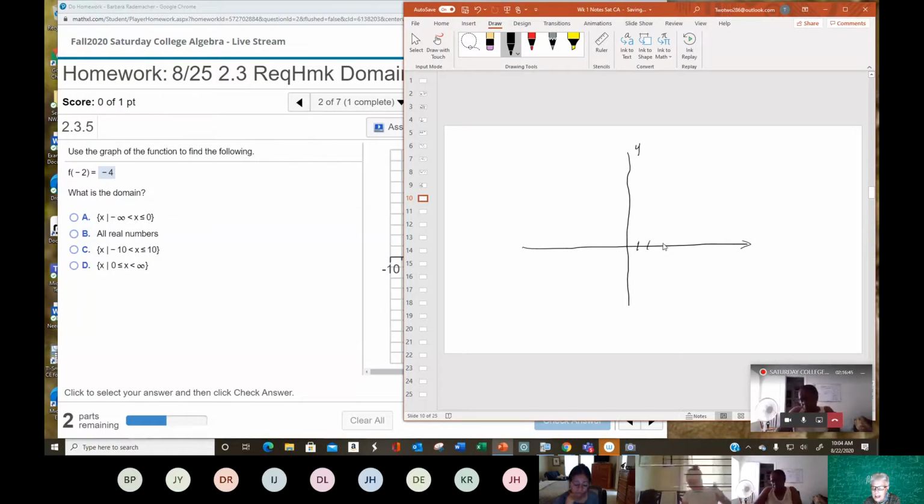And you've got all your positive x's here. You've got your negative x's here. You've got your positive y's here. You've got your negative y's here. You've got 0, 0 in the middle. These x's go forever to the right. That's positive infinity. These x's go forever to the left. This is negative infinity. These y's go forever down. That's negative infinity. And these y's go forever up. That's positive infinity.